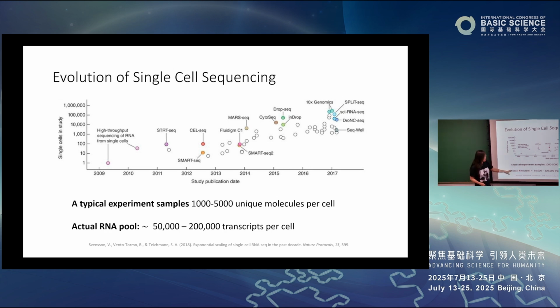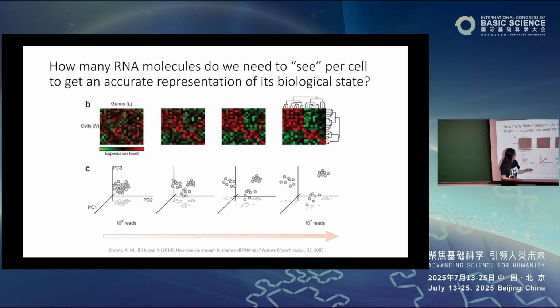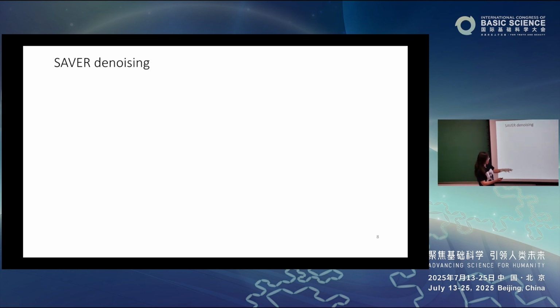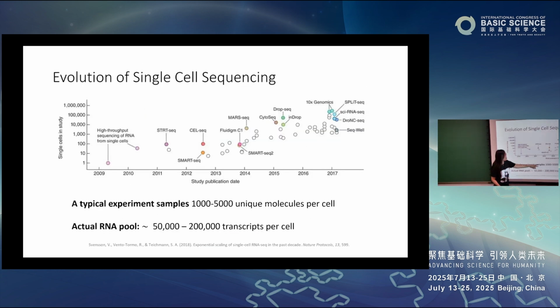And then the actual RNA pool. So that's really downsampling, because within a cell there are usually a couple 100,000 transcripts. So we're trying to figure out, using this limited sample, what is the state of that cell.